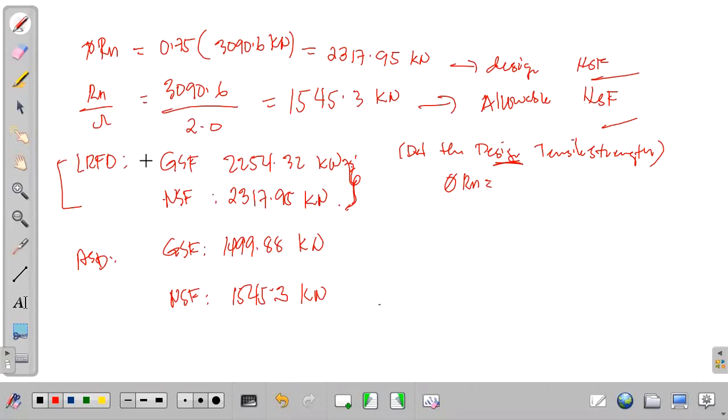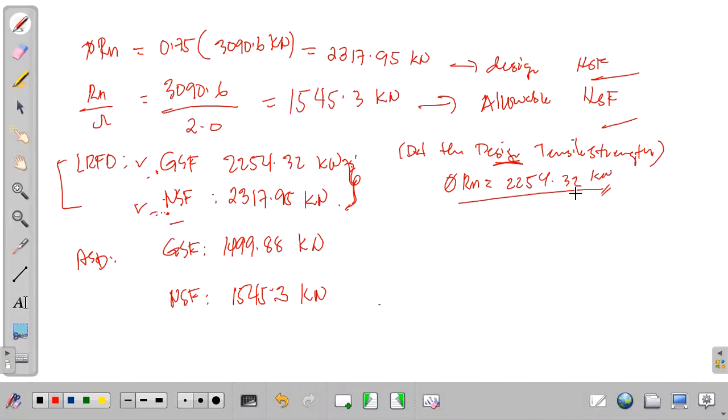Kasi, hindi siya mag-fail sa GSF, hindi din siya mag-fail sa net section. Pagka yung higher value kasi yung nag-govern, for example, nag-govern itong higher value NSF, hindi nga siya mag-fail against net section, mag-fail naman siya sa gross section. Okay? So pagka lower value kasi yung kinuha natin, both gross section and net section, hindi siya mag-fail. Okay? So, phi Pn is equal to 2254.32. This value will govern in our design tensile strength.